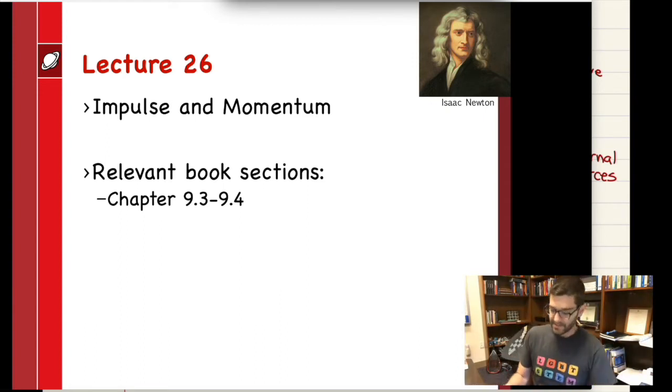But in these cases, it was the contact force with the floor, or with the table in that case, that was incredibly large and gave so much acceleration to the ball that it was able to fly into the air. Looking at those sorts of things in terms of momentum can be very helpful.